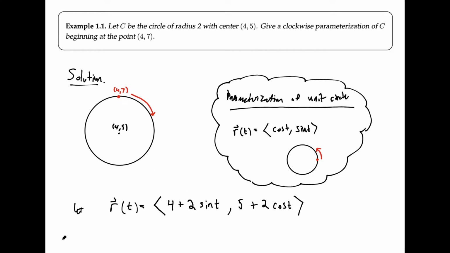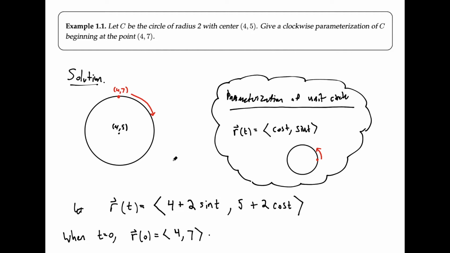First of all, when t is 0, what point are we at? Well, sine of 0 is 0, so the x component is 4. And cosine of 0 is 1, so the y component is 5 plus 2, which is 7. And that's exactly what we wanted up here. So I guess we got a little lucky by switching sine and cosine. We have arrived at the correct starting spot.